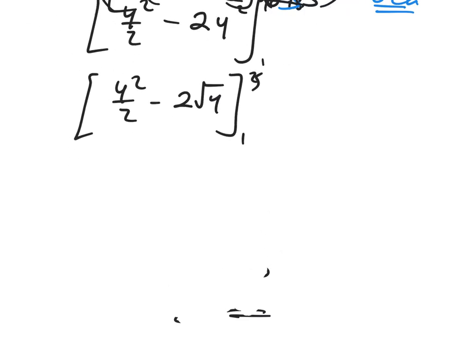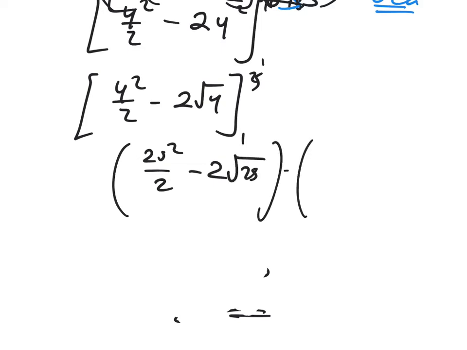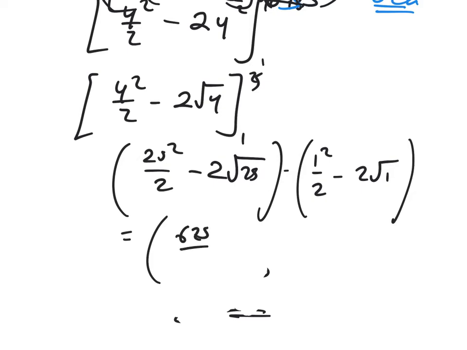Okay, I can now sub things in. So that's 25 squared over 2 minus 2 lots of the square root of 25, close the bracket, minus, open up, 1 squared over 2 minus 2 lots of the square root of 1. Okay, so 25 squared is 25 times 25, and that is 625. 625 over 2 minus square root of 25 is 5. 5 times 2 is 10. And that's a half minus 2.